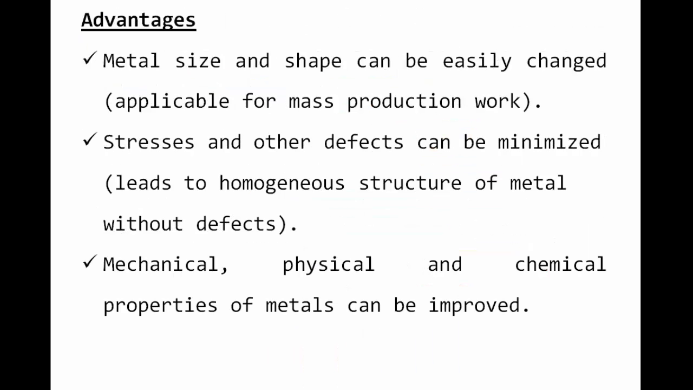What are the advantages of the hot working process? Metal size and shape can be easily changed. It is suitable for mass production because we heat the metal above the recrystallization temperature, so it is easy to change the metal shape and size. Stresses and other defects can be minimized to get a homogeneous structure. As already said, voids and defects present can be removed or repaired due to hot working. Mechanical, physical, and chemical properties can be improved after conducting the process.